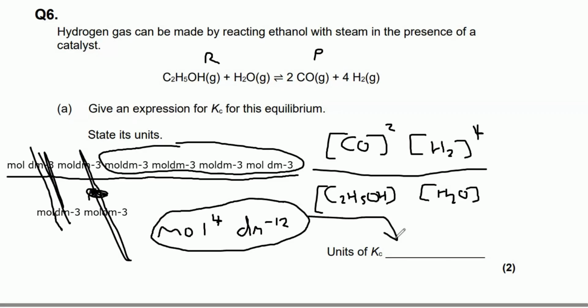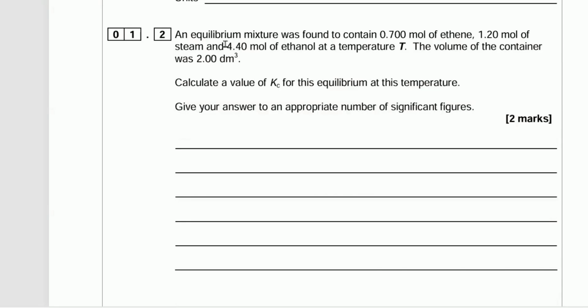Right, let's get back to the original question we were looking at. It says 1.2, an equilibrium mixture was found to contain 0.7 mole of ethene, 1.2 mole of steam, and 4.4 moles of ethanol at temperature T. The volume of the container was 2 dm^3. Calculate a value of Kc for this equilibrium at this temperature. Give your answer to the appropriate number of significant figures.